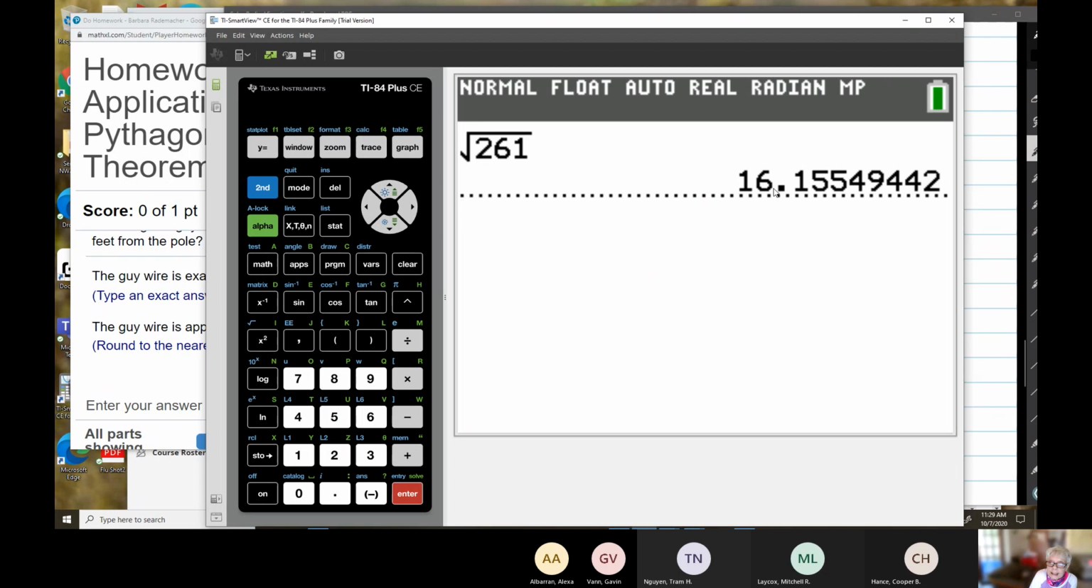All right, they want to the thousandths place. So this is 16, that's the whole number part. The decimal part is 155, that's 3 places. Now the fourth decimal place is smaller than 5, lower than 5. So it will not round the 5 in the third decimal place up to 6. It won't. So our answer is going to be 16.155.